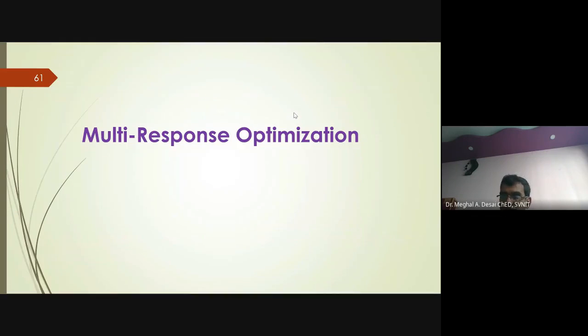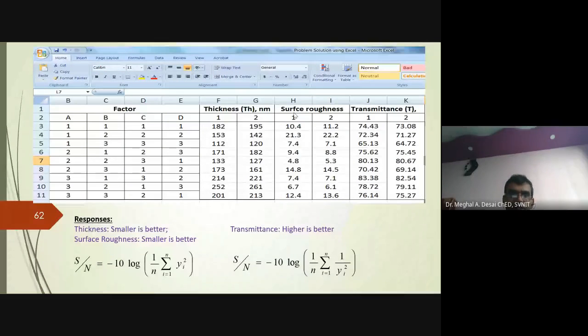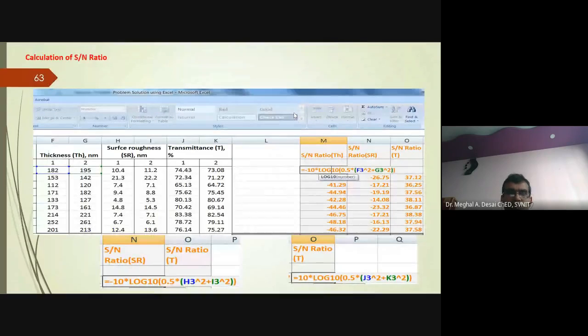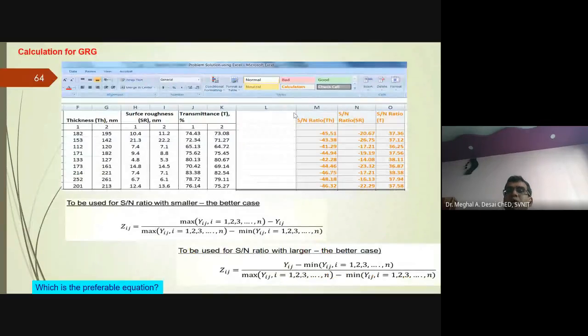Now we will have some deviation in multiple response. Again, this requirement of signal to noise ratio is there. So we will calculate signal to noise ratio as I have shown earlier. Now there is a problem. Signal to noise ratio is done. Now which Z value do we take, which equation will we take? Can anyone tell?